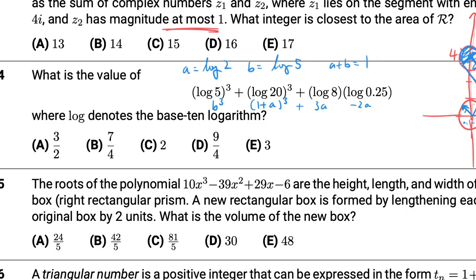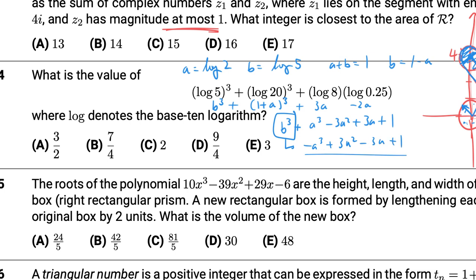Combining the terms, we have that this is b cubed plus a cubed minus 3a squared plus 3a plus 1. We can substitute this b, right? So we can go b equals 1 minus a, and we can just essentially expand this out. So this b cubed term would give us negative a cubed plus 3a squared minus 3a plus 1. So after expanding, this new sum would become 2.